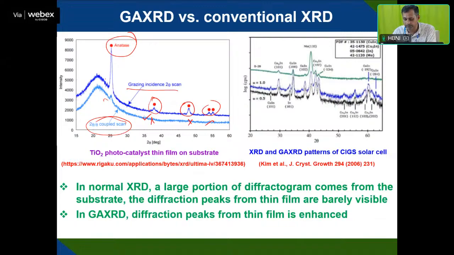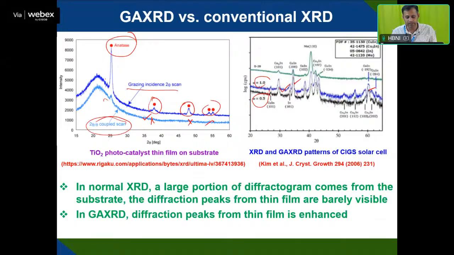Similarly, this is an example of a solar cell. You can see that by varying omega, such as 0.5 and 1 degree, and so on, by varying this incident angle you are able to see peaks which are not observed in normal X-ray. So you are able to see all those intense peaks.